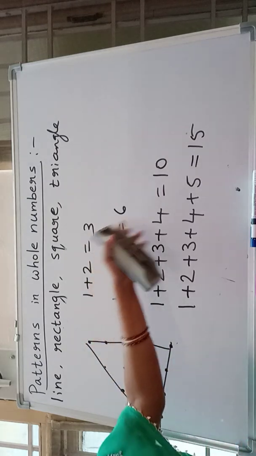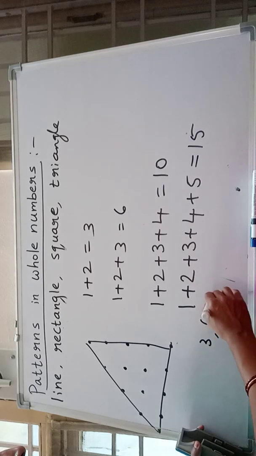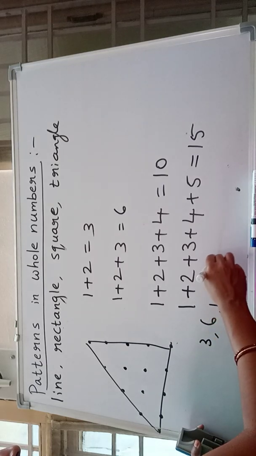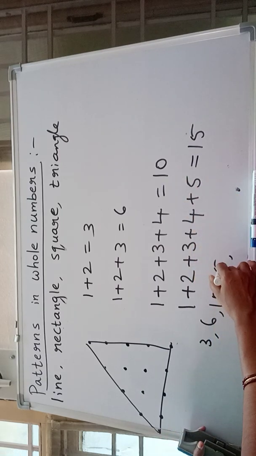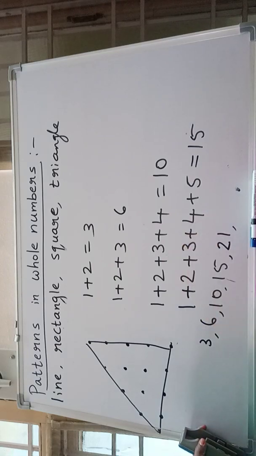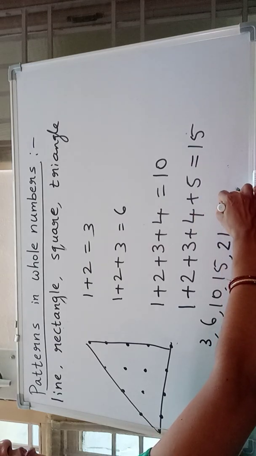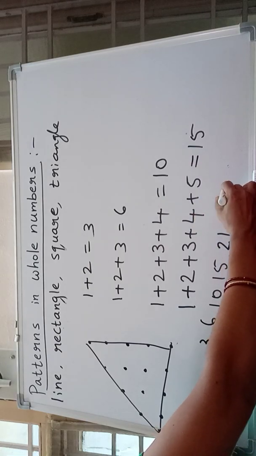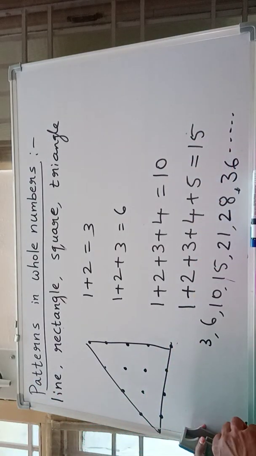These are the triangular numbers. 3, then next 6, then next 10, then next 15. Next number, if you want, add 6 to that. 15 plus 6 is 21. Then next number, if you want, 21 plus 7 is 28. 28 plus 8 is 36, and so on. These are all the triangular numbers. This is the pattern you have to remember.